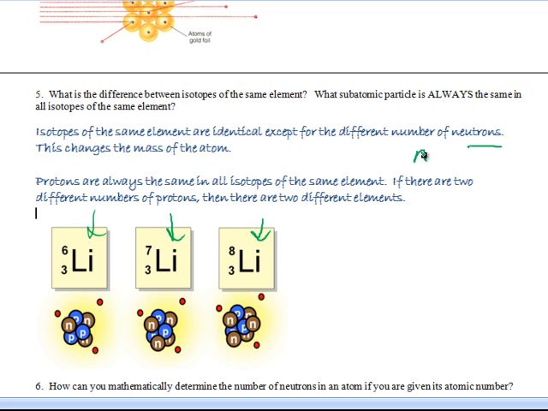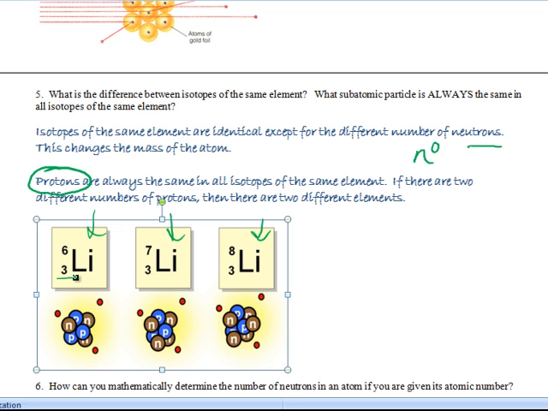So neutrons are the big key here. Neutrons change, and therefore they change the mass of the atom. Protons are always the same in all isotopes of the same element. So lithium, in this case, always has 3 protons. So if you look at the picture, the blues are the protons. 1, 2, 3, 1, 2, 3, 1, 2, 3.